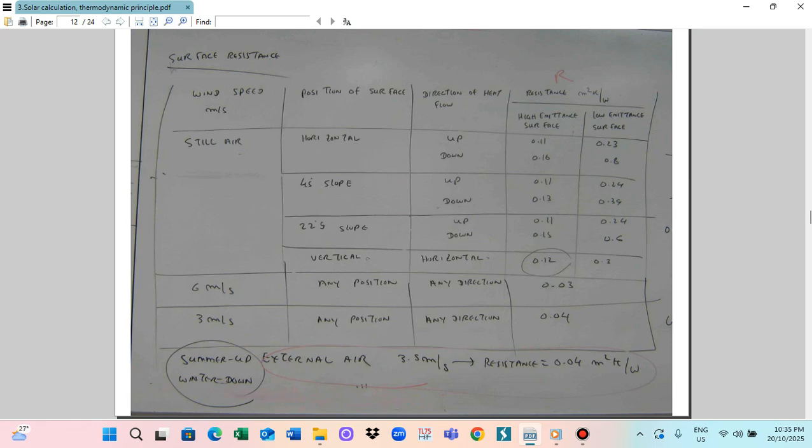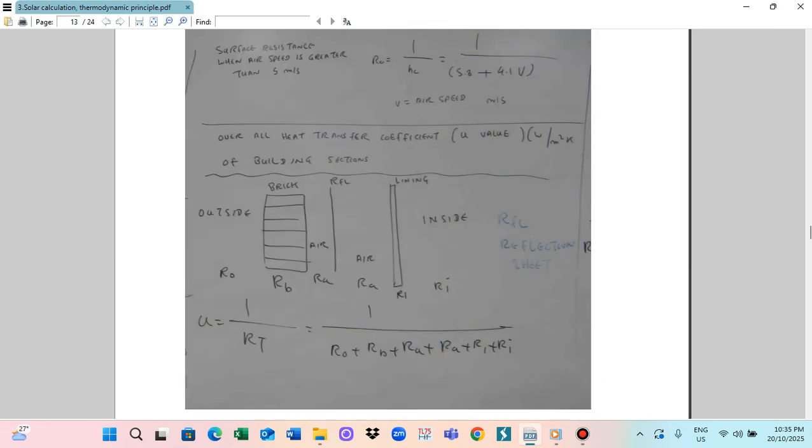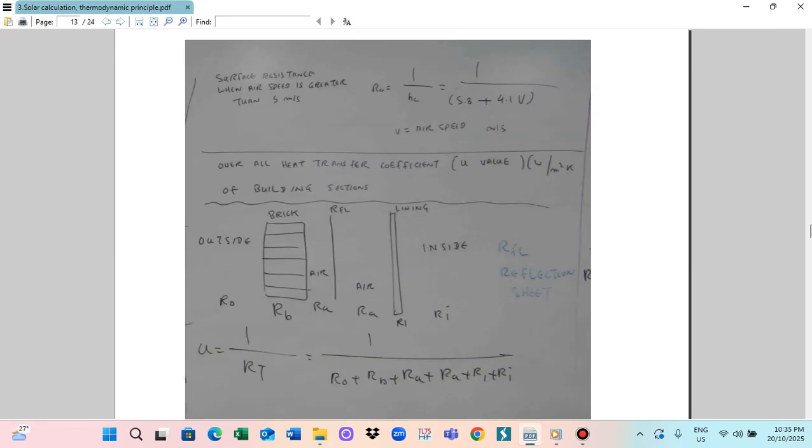Another is the surface resistance. This surface resistance mostly depends on the wind velocity. When there is a heat surface resistance, the surface is subject to the wind. Sometimes the wind is flowing, sometimes it is not. The wind mostly affects the heat radiation from the surface, so when you consider the surface heat resistance, we also need to consider the air.